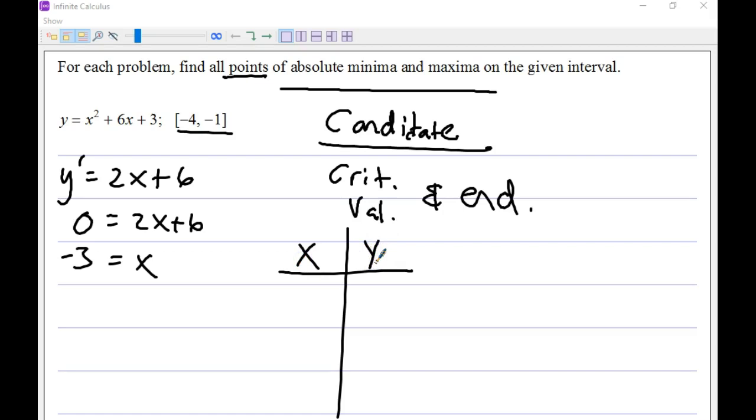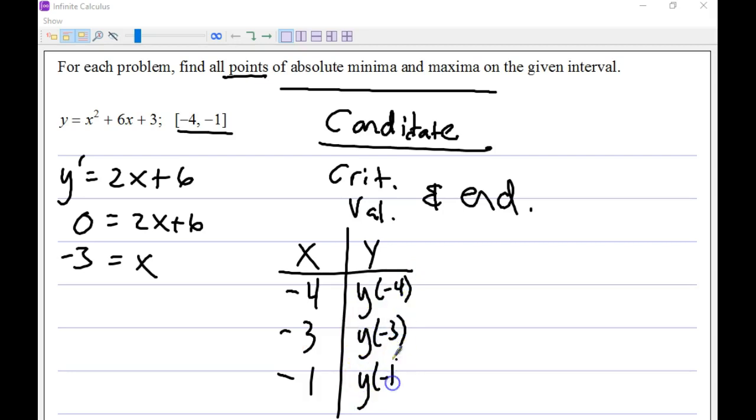So we're going to start with our endpoints, -4 and -1. And -3, is that in my interval? Yes, it is. So we're going to include it. If you ever get a critical value that's not actually in the interval, then you don't use it. And at this point, we just need to figure out what is y of -4, what is y of -3, and what is y of -1. Yep, plugging it into the original equation. So let's go ahead and do that.